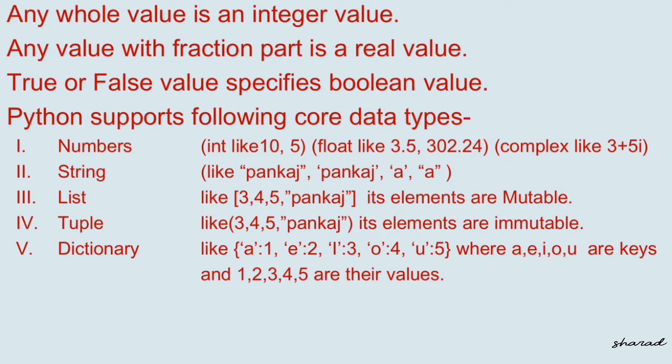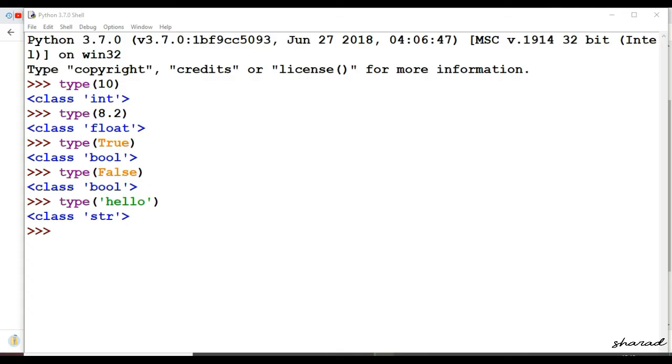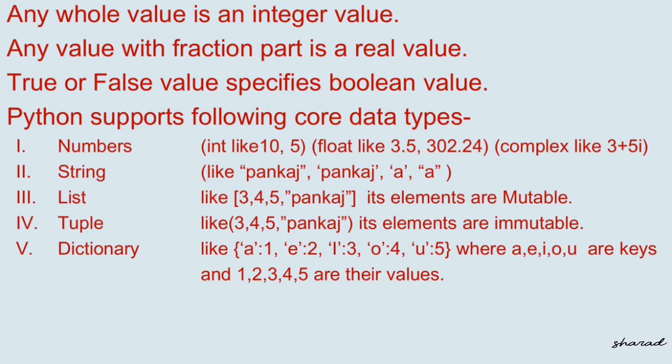Next is complex number. Complex numbers in Python are made up of a pair of real and imaginary numbers, for example, x plus yj, where x is the real part and y is the imaginary part. Next is string. String is a sequence of characters that can be a combination of letters, numbers, and special symbols enclosed within the quotation marks, single or double quotes or triple quotes. For example, Pankaj. So here Pankaj is a string.